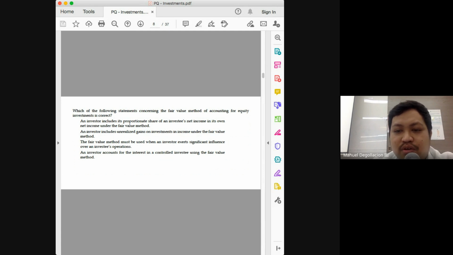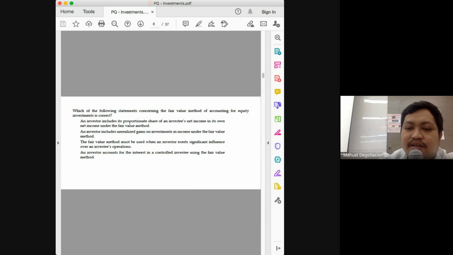When do we include as part of our income our share in the income of the investee? If we use what method, class? What do we have to change in letter A to make it true? Instead of fair value method, we use the equity method. Letter B, an investor includes unrealized gains on investments in income under the fair value method. This is true. So this is the answer.